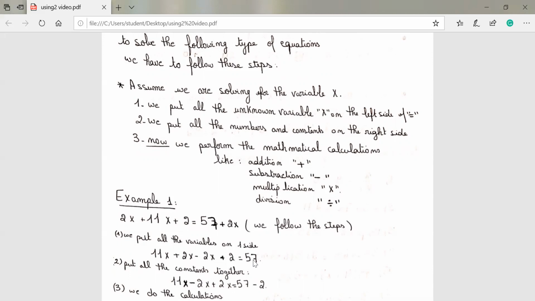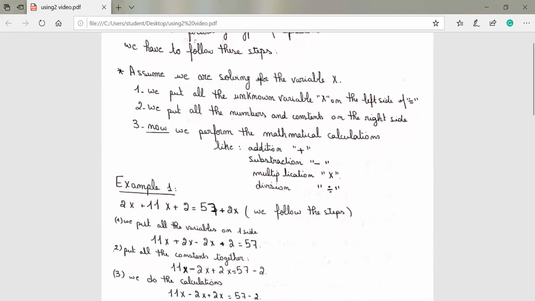So now we have to collect all the constants together. So we have plus 2 along with the variables, so we subtract 2 from both sides. So we get 11x minus 2x equal to 57 minus 2. Now that we have all the constants and all the variables on two separate sides, as you can see, we can do our calculations.